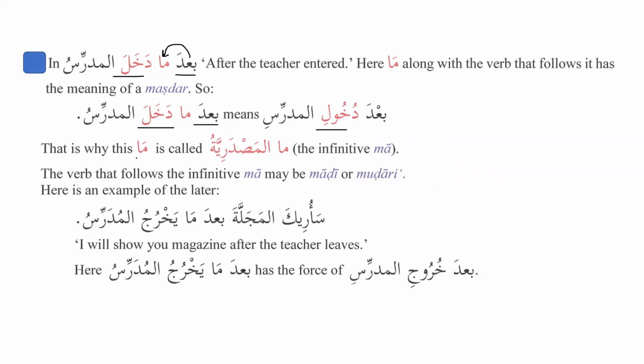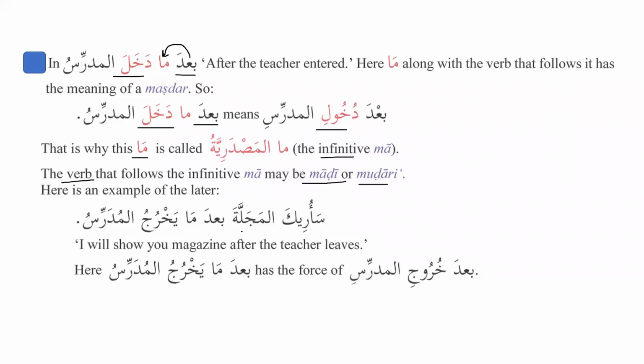That is why this is called ma al-masdariyya, the ma of the infinitive. And you know that the infinitive can be translated as "-ing" and "going", and it can also be translated as "to go". So the base infinitive plus gerund can be translated in both ways. And the verb that follows it can be madi and mudari, so both possibilities are there.